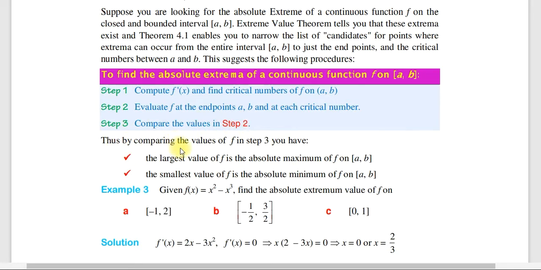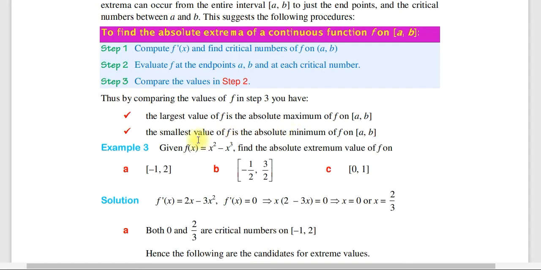Okay? By just comparing the value of f in step 3, the largest value of f is the absolute maximum of f on the closed interval a comma b, and the smallest value of f is the absolute minimum of f on the closed interval a comma b.